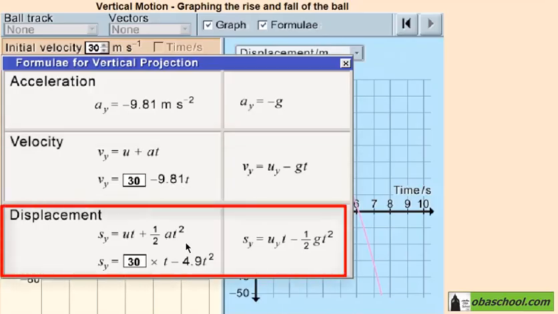The displacement shows a parabola which has a t-squared dependent behavior with an offset equal to u multiplied by time, where u is the initial velocity equal to 30. That's all.